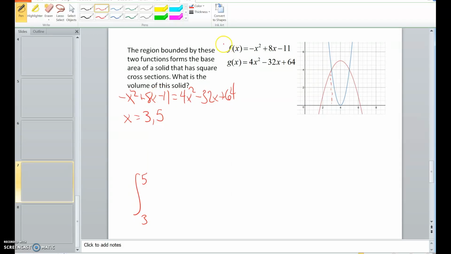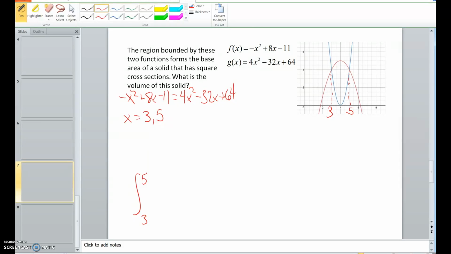We set f of x equal to g of x and solve. You can either solve by hand or use the solver in your calculator. You're going to get that this region is bounded from x equals 3, and then they are equal again at x equals 5. So our bounds of integration are going to be from 3 to 5.